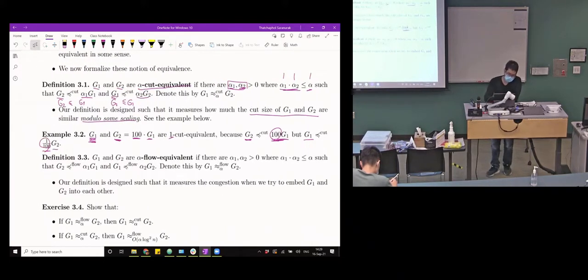And I can just define the same thing for flow by replacing cut by flow here, right? I say that G1 and G2 are alpha flow equivalent if there exist alpha 1 and alpha 2 where these two things hold.